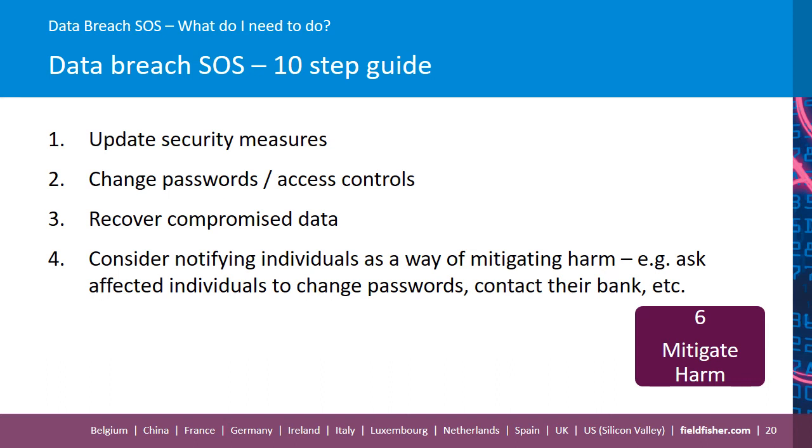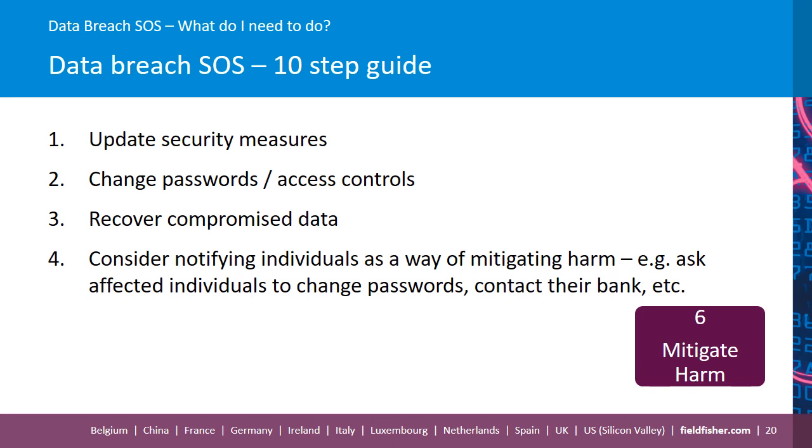Another way in which this could be achieved is to recover the compromised data. For example, if you have inadvertently sent personal data to a third party who wasn't authorized to see it, you should, as a controller, take steps to recover that data from that third party. Lastly, you may also consider notifying individuals as a way of mitigating harm.